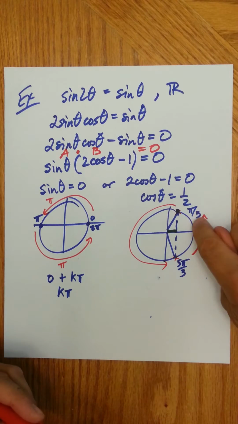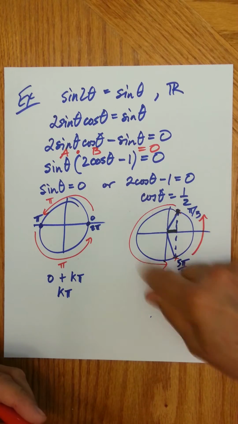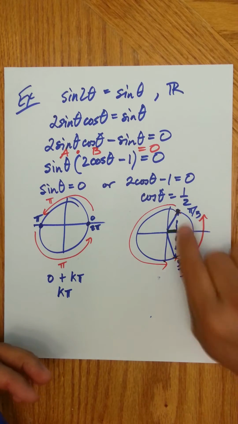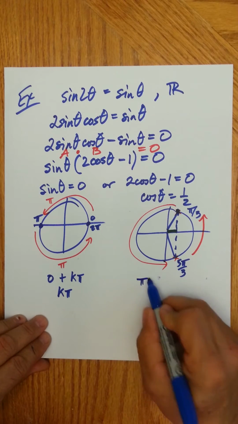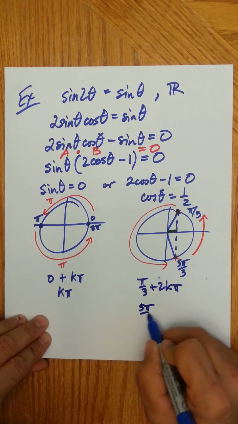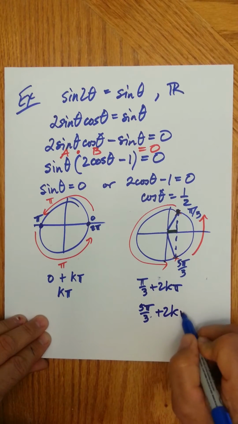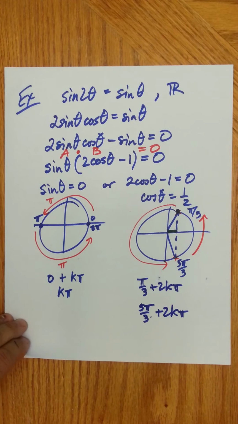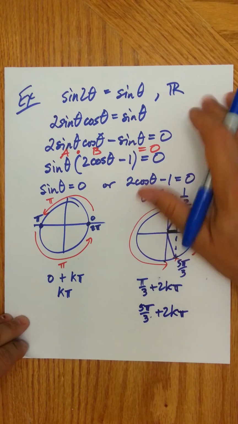So there's no way I can start at one solution and capture all the other solutions. So I have to handle them separately, and I have to say pi over 3 plus 2k pi, and then 5 pi over 3 plus 2k pi. Okay? So you have to handle those separately. All right, that takes care of all that.